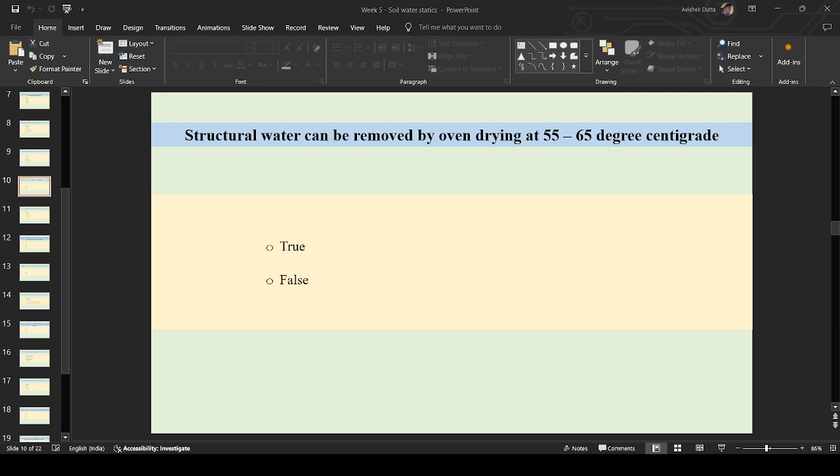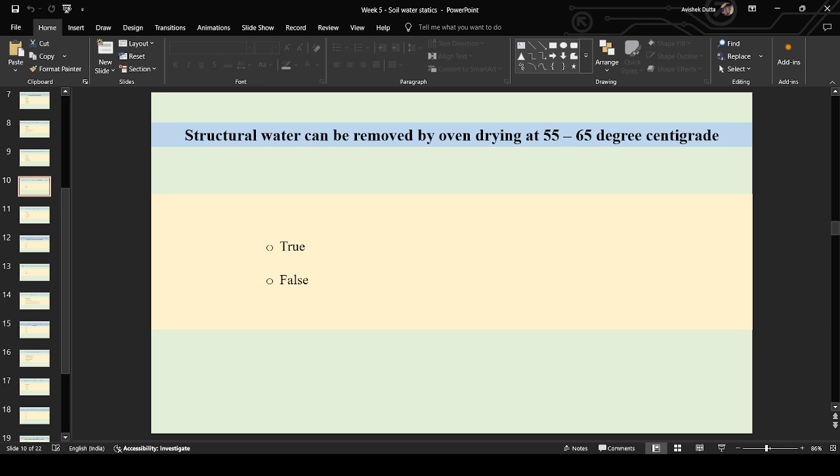I repeat the statement. Structural water can be removed by oven drying at 55 to 65 degree centigrade. Is this statement true or false? Okay. Next question.